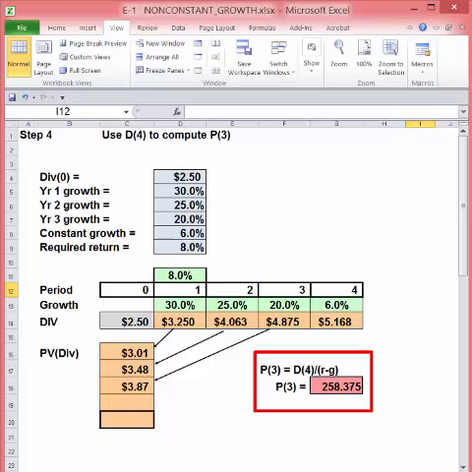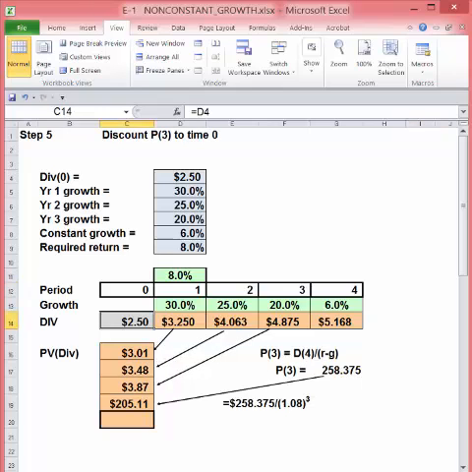D4, the first constant growth dividend, is used only to find P3. Using the constant growth model, P3 incorporates the value of D4 and all the dividends beyond that. Step 5, discount the price at time 3 back to time 0. Remember, this is P3, so it's discounted back 3 periods. This is where most of the errors occur in solving non-constant growth problems. Confusion about using D3, D4, and P3.